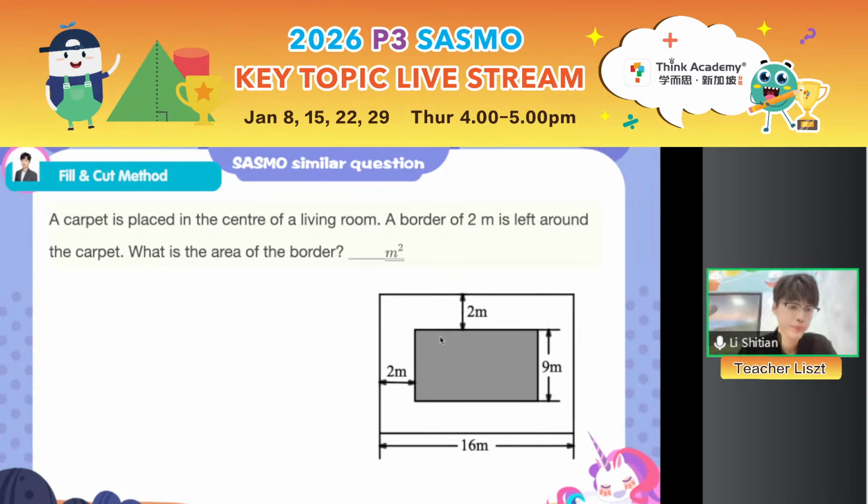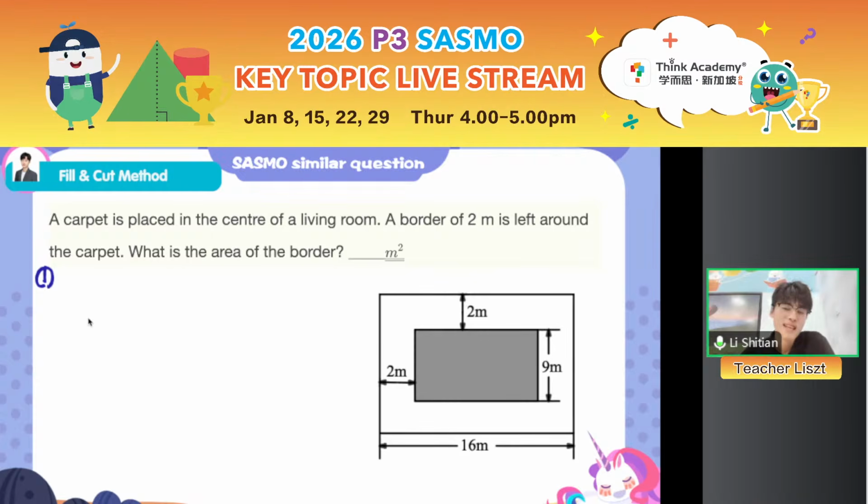Who cuts who? Who minus who? The big one minus the small one, right? Because we want to find out the border here, which is the white one. So we need to use the area of the big rectangle minus the shaded one. Then we find out the area of the border, right? So now let's try method one, which is the fill and cut method. Let's see.